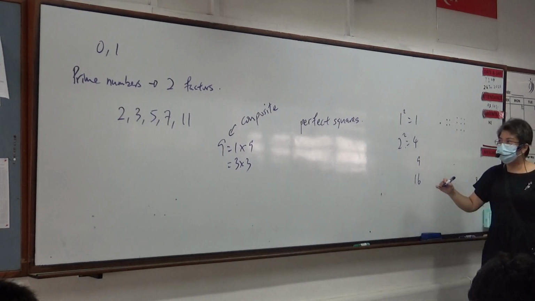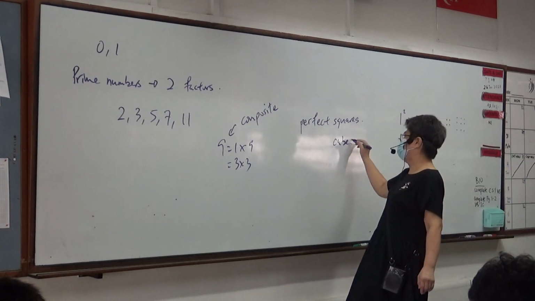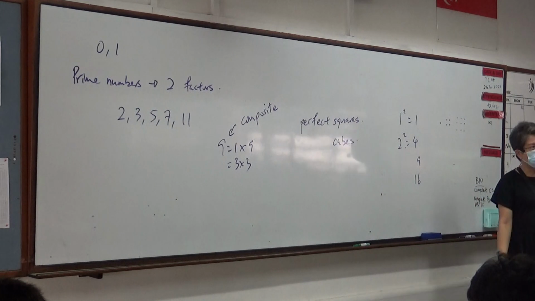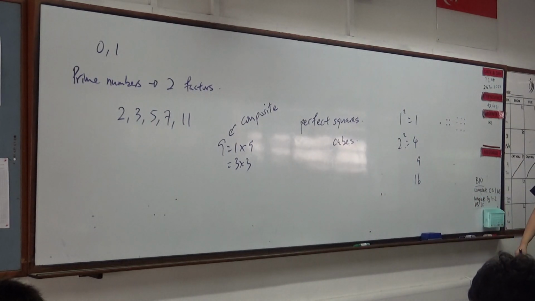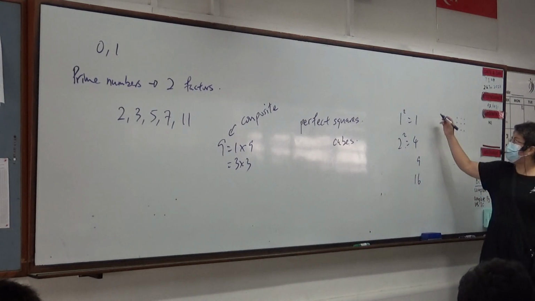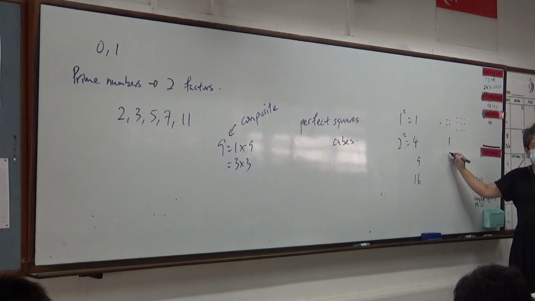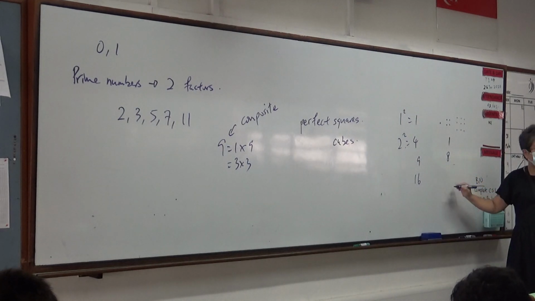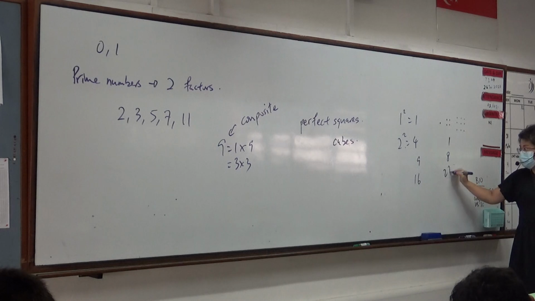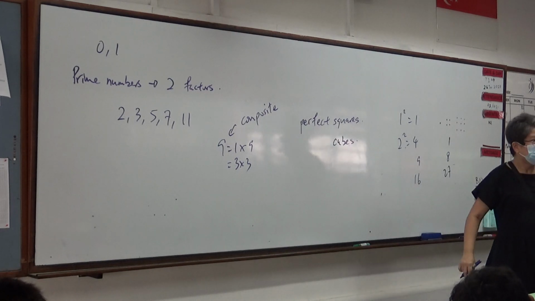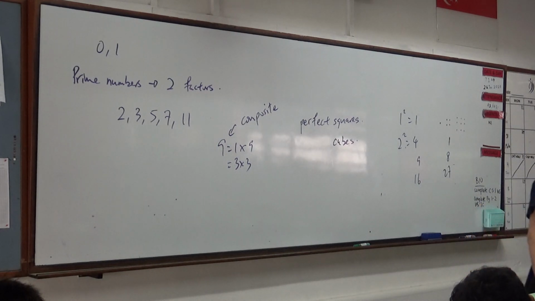Okay? What are perfect cubes? When you cube root, it's a whole number. So the first number is 1, followed by 8, right? And then what's 3 cubed? 27. No, 3 cubed is not 9. Do you understand what I'm talking about? Yes or no? Okay, fine.